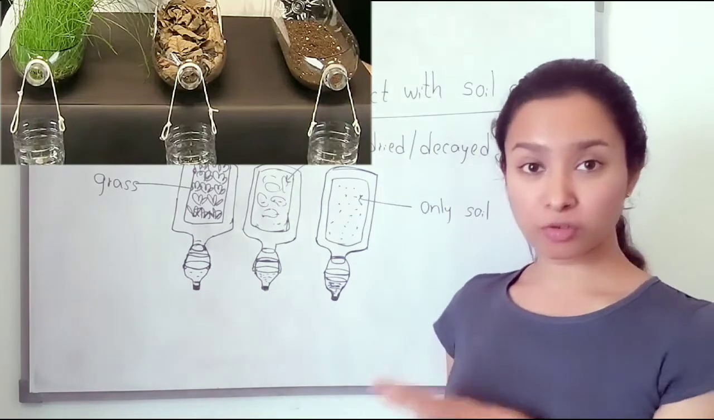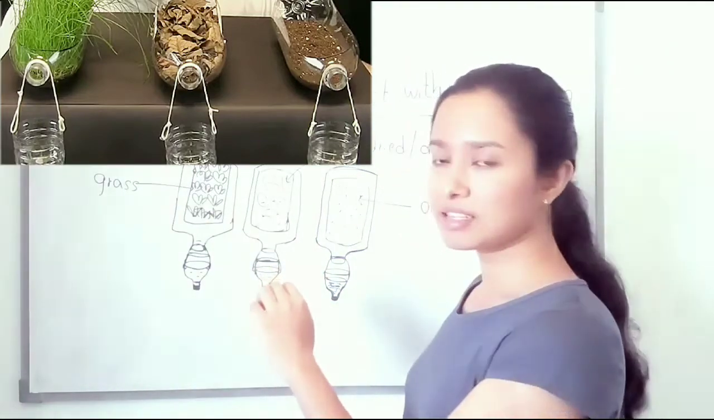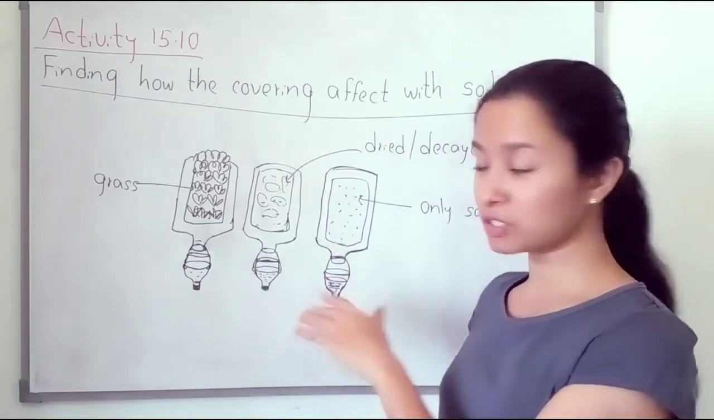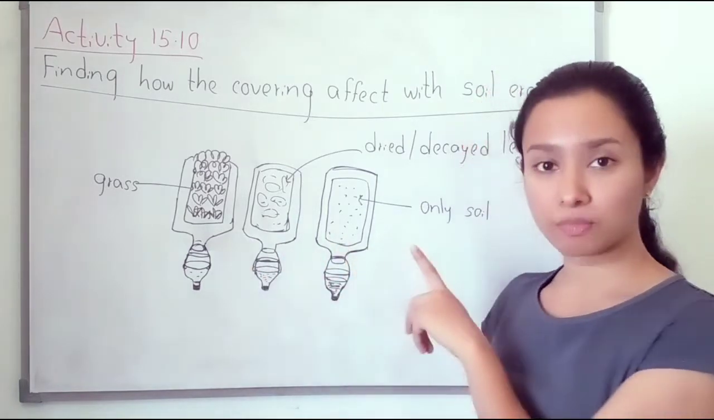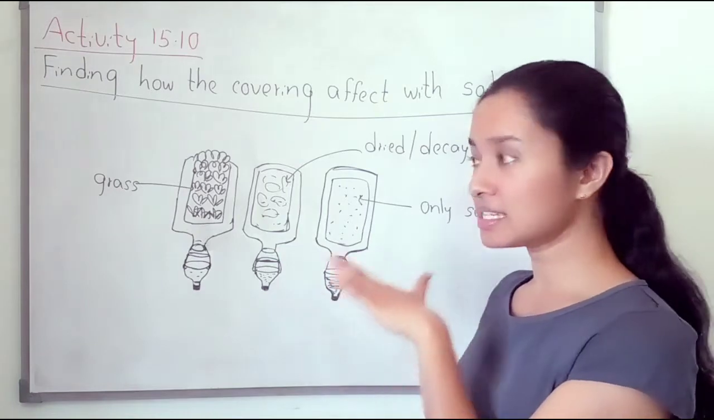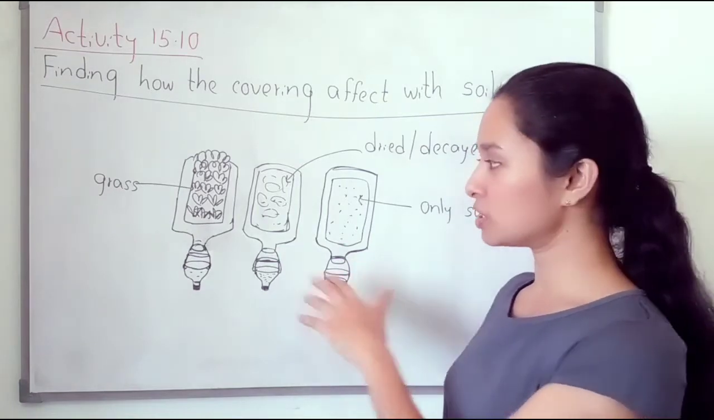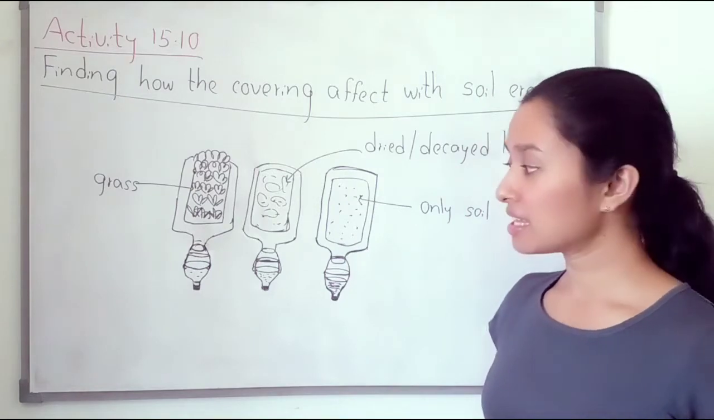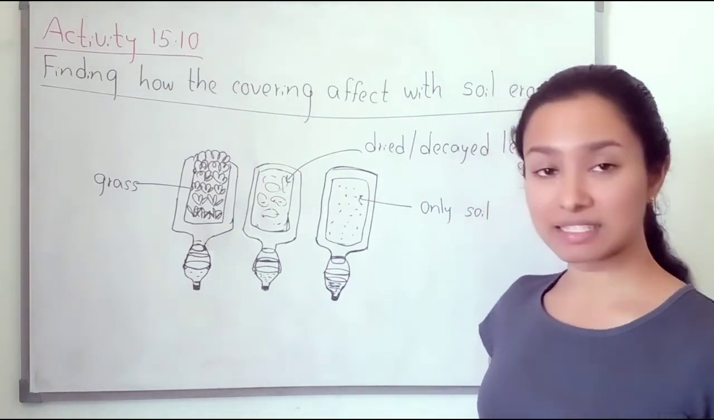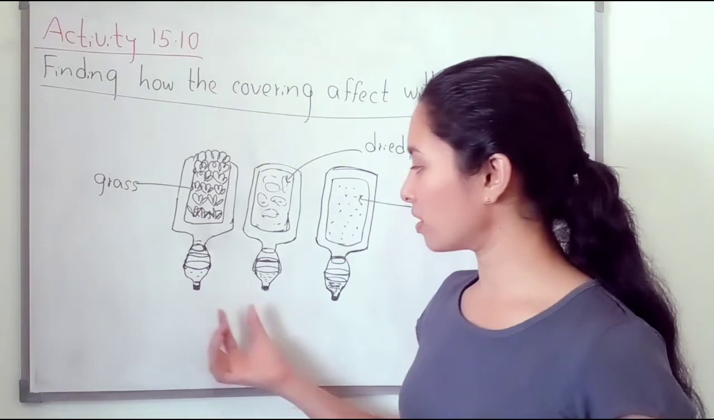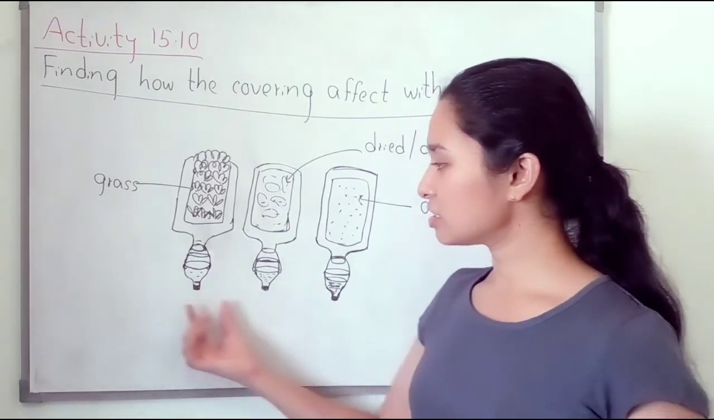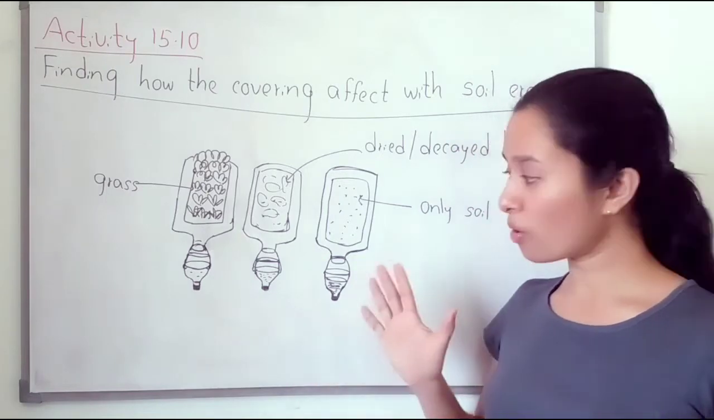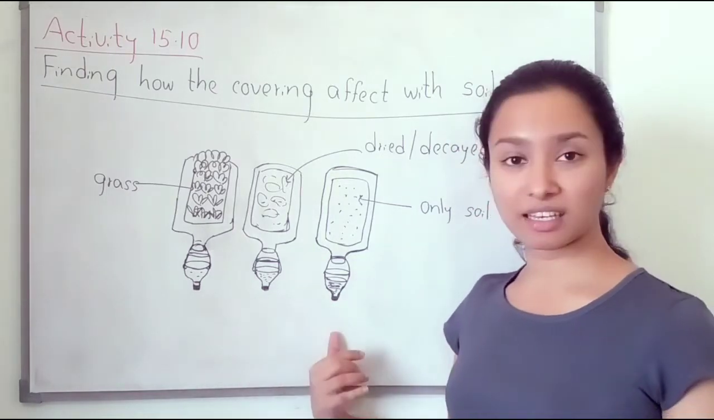After the grasses grow, we have to add the same amount of water to each large bottle. Then we can see the collected water in the small bottles. We can see the color. So observe these 3 bottles.